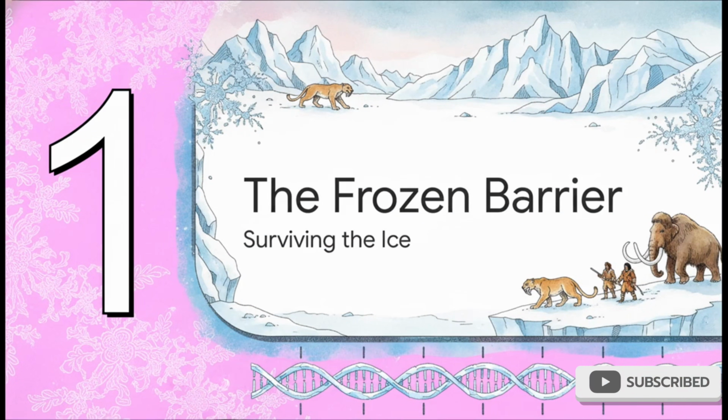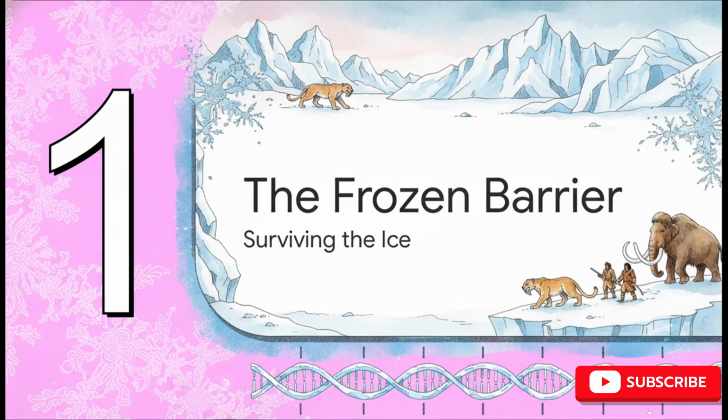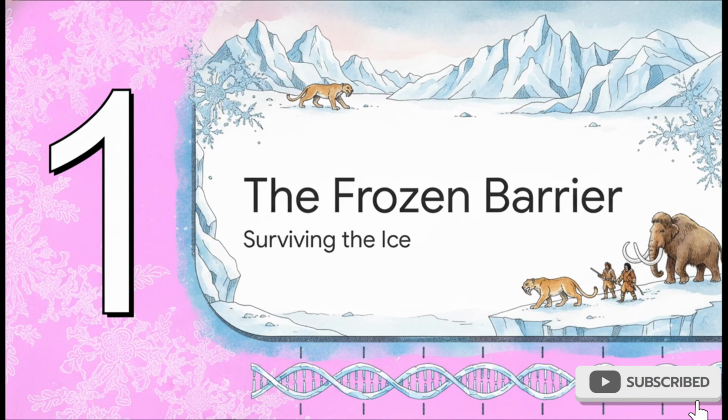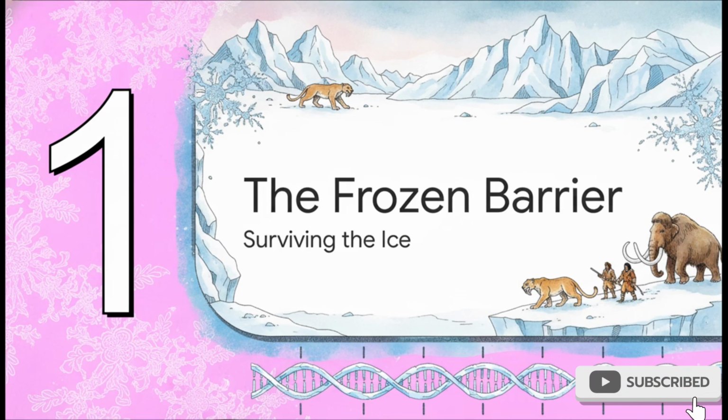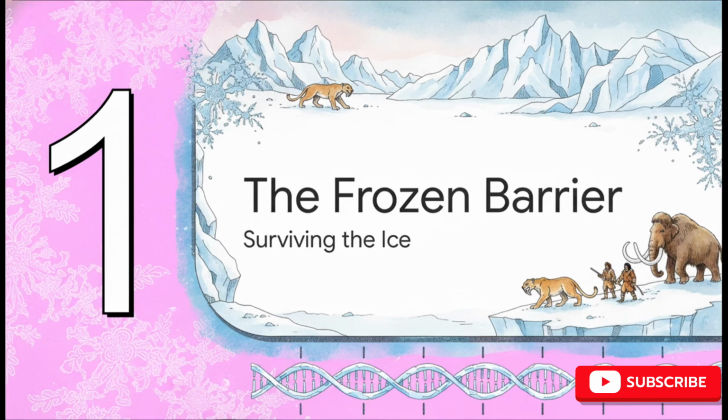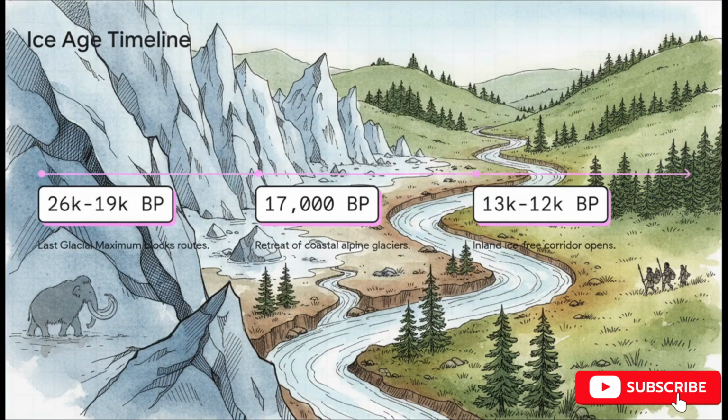The frozen barrier opens, surviving the ice. We start our epic ride at the peak of the Ice Age, a time when the climate itself dictated exactly where humans could and couldn't go. Now, the crucial thing to notice here is how this ice slowly, stubbornly yielded. From 26,000 to 19,000 years ago, migration routes were totally locked down.